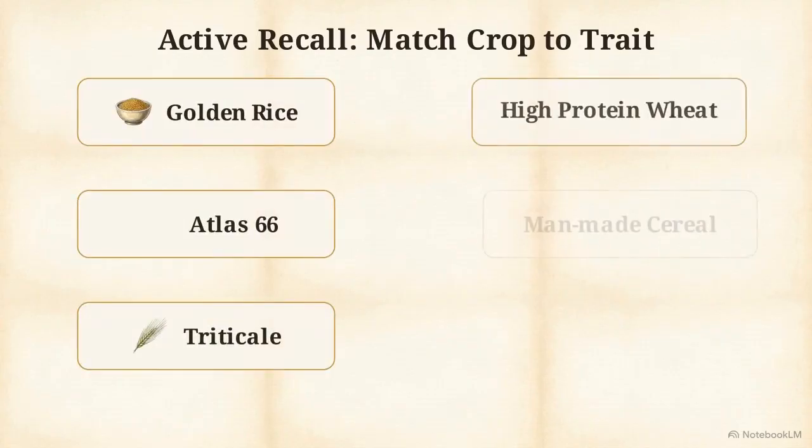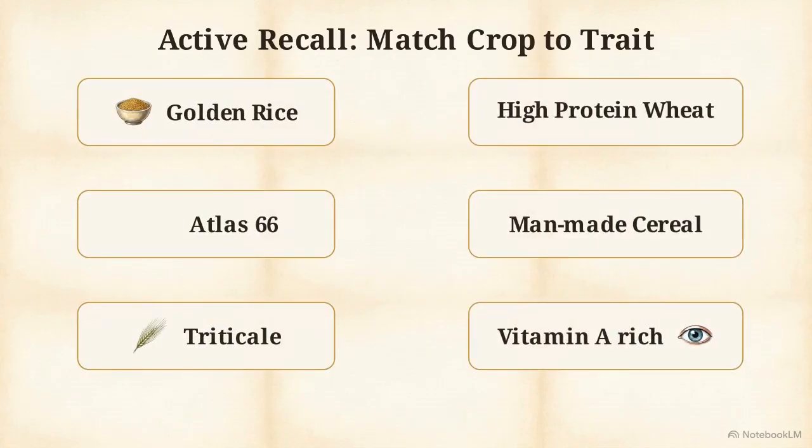Let's verify. Golden rice is enriched with vitamin A. Atlas 66 is your high-protein wheat, and triticale is the man-made cereal cross of wheat and rye. Memorizing these specific pairings guarantees you will be able to answer the direct application questions on your test.